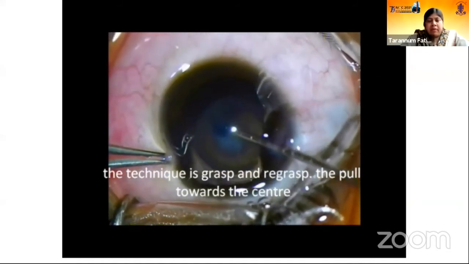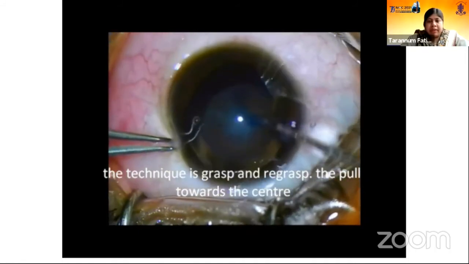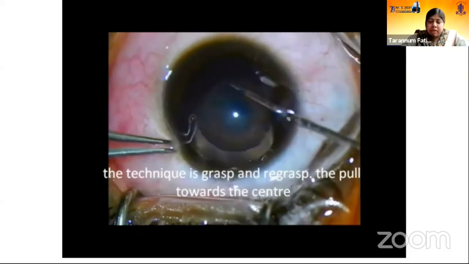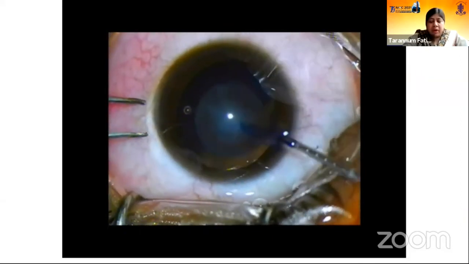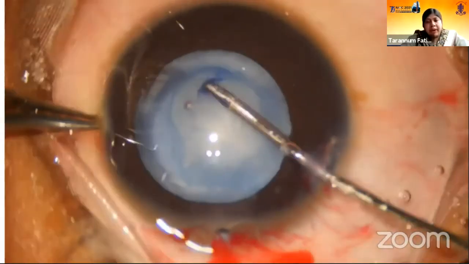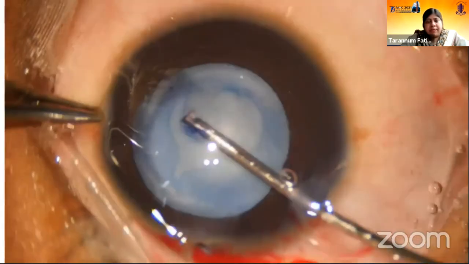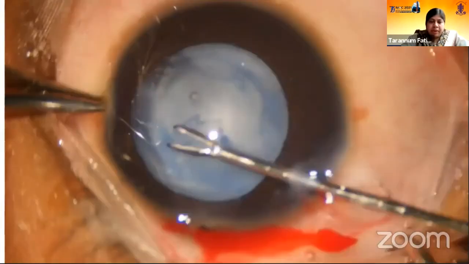A small rhexis of 5 to 5.5 millimeter is a good rhexis, and a smaller rhexis will cause phimosis, and a larger rhexis will cause IOL dislocation or IOL optic capture. So this is another case of a total cataract, and here the rhexis is very difficult. But since we are using the proper technique, we will be able to complete the rhexis.